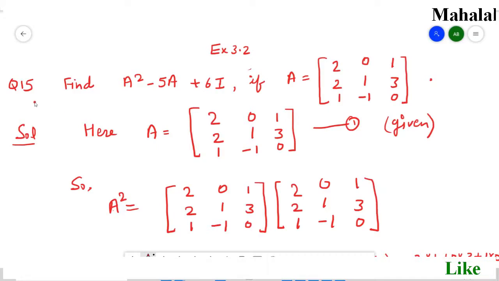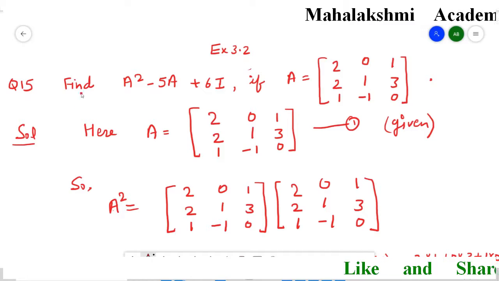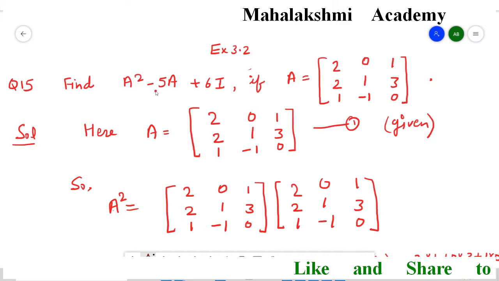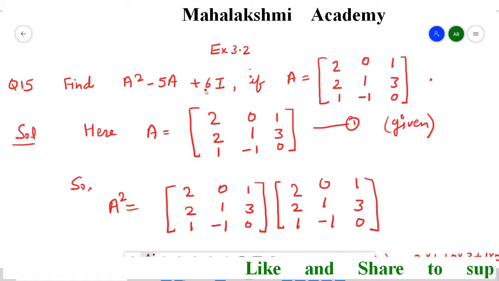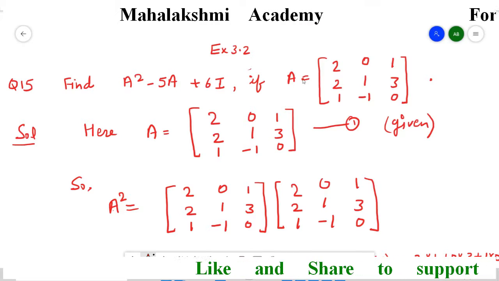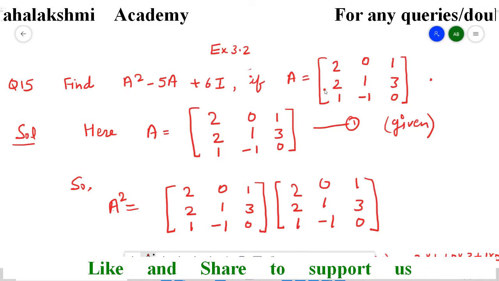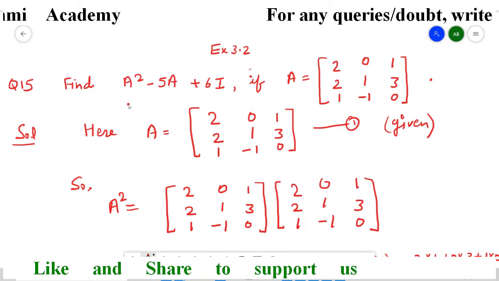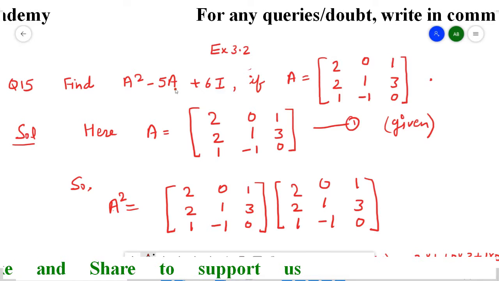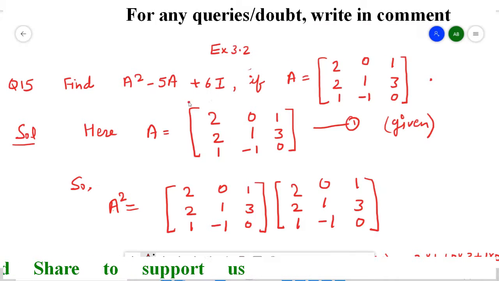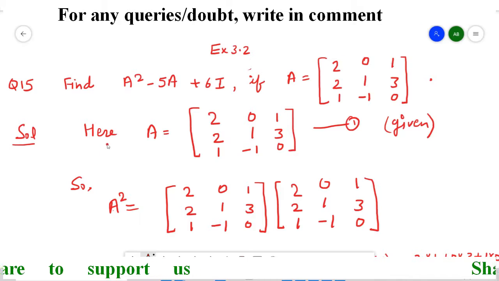Hello everyone, I am going to explain question number 15 from exercise 3.2. Find A square minus 5A plus 6I if A is equal to a matrix. So A is a matrix given to us and we have to find out the value of A square minus 5A plus 6I. So just see how to solve this.